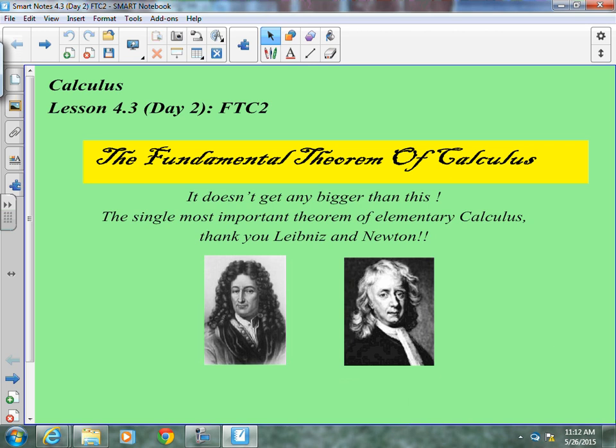Going to talk a little bit more about the fundamental theorem of calculus, part 2 today. Also, thank you to Leibniz and Newton, the most important theorem of elementary calculus. And yes, this is the beginning of calculus, so it's considered elementary calculus. I know that most of you don't feel like it's elementary, but it is.